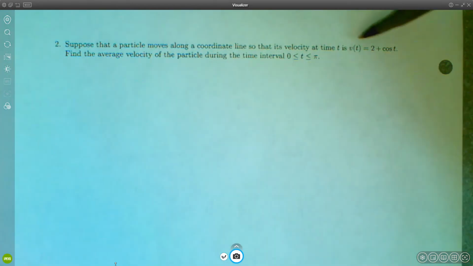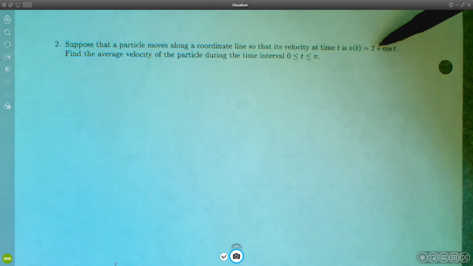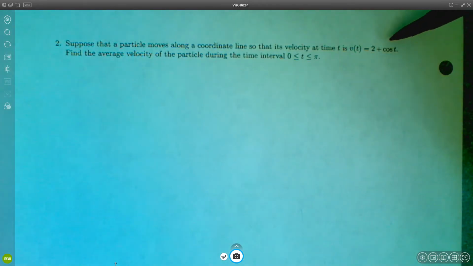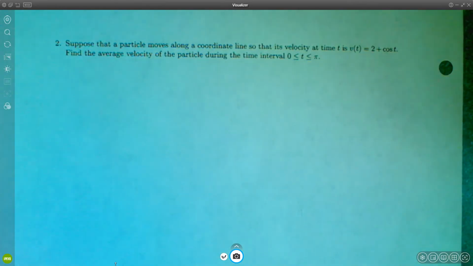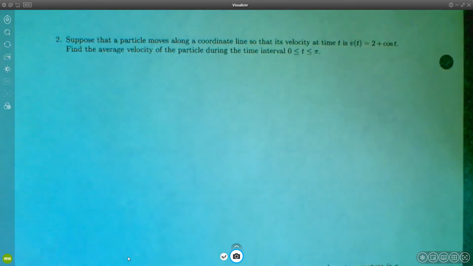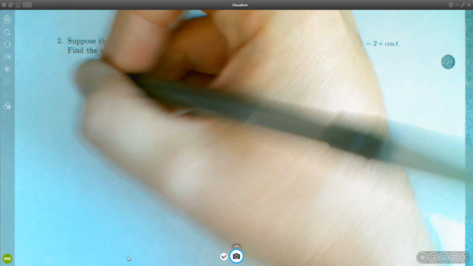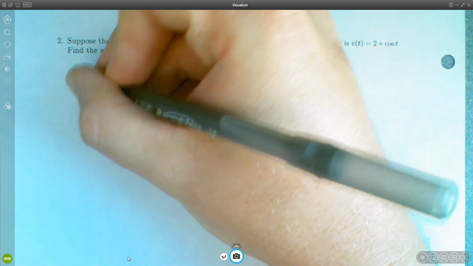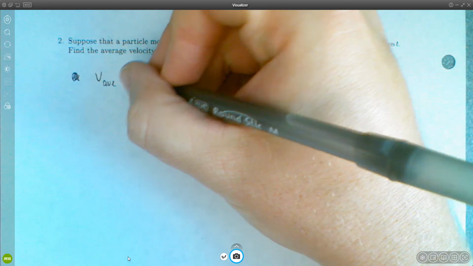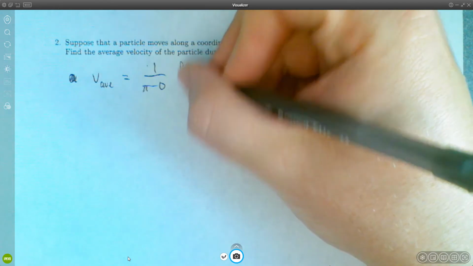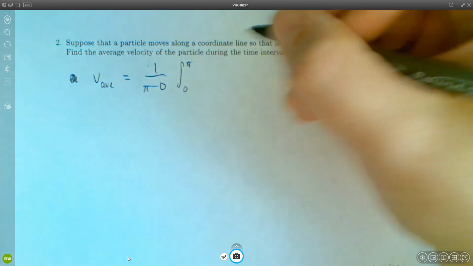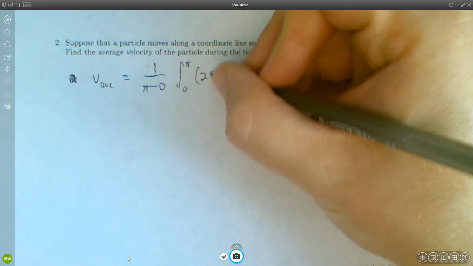You could integrate this function to get the position function, and then the average velocity would be the position at pi minus the position at 0 divided by pi minus 0. So that would be one way to do it. Another way to do the same thing, though, is what we just learned, right? We could say, all right, so the average, or maybe I'll call it VAV, the average velocity, is 1 over b minus a times the integral from a to b of the velocity.